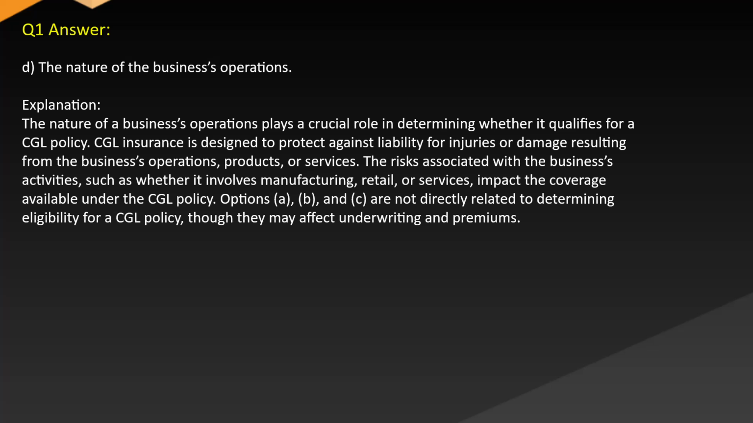The risks associated with the business's activities, such as whether it involves manufacturing, retail, or services, impact the coverage available under the CGL policy. Options A, B, and C are not directly related to determining eligibility for a CGL policy, though they may affect underwriting and premiums.